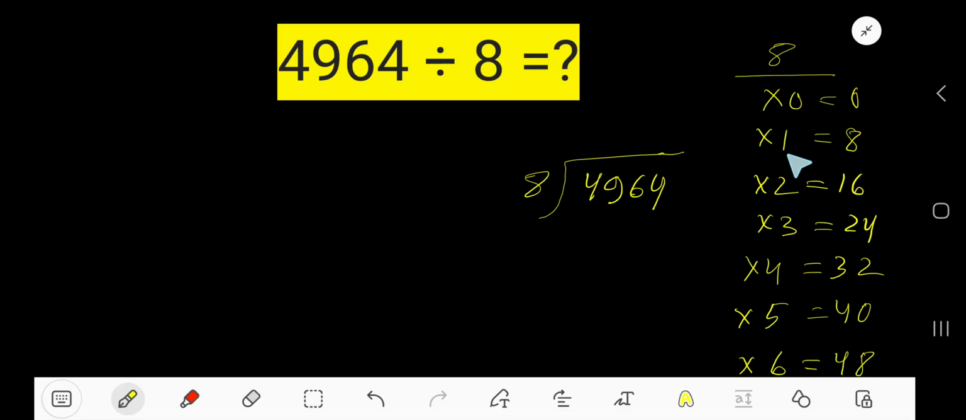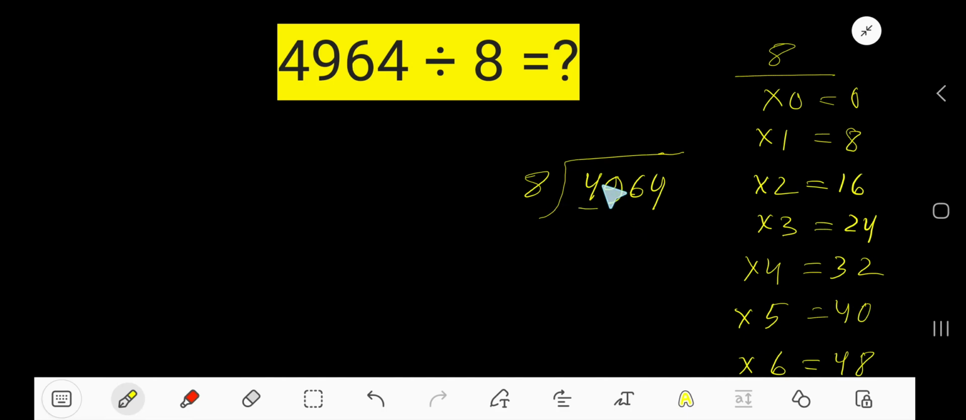8 times 0, 0. 8 times 1, 8. 8 times 2, 16. 8 times 3, 24. Actually, to find the multiplication table of 8, just add 8 to the previous step. 0 plus 8, 8. 8 plus 8, 16. 16 plus 8, 24. 24 plus 8, 32. 32 plus 8, 40.